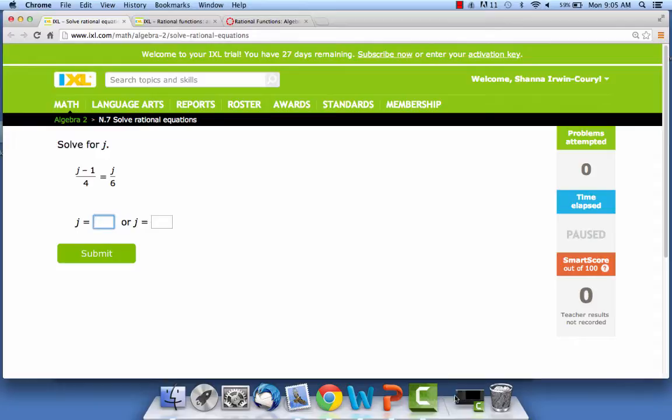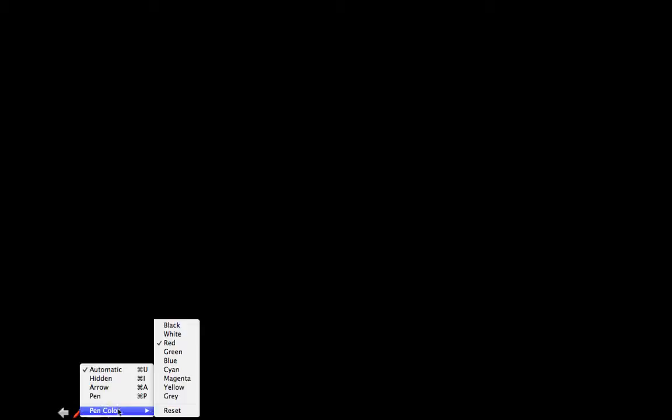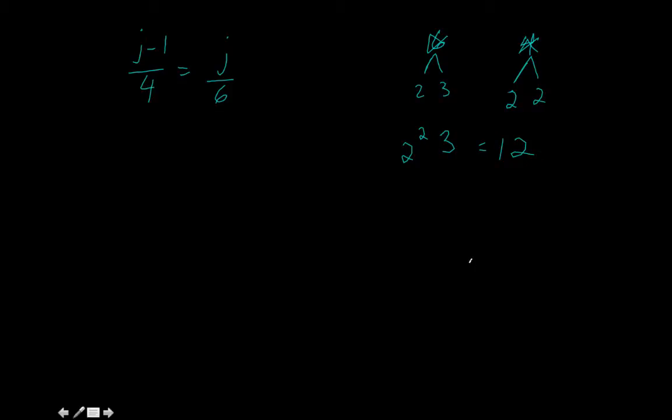So j minus 1 over 4 equals j over 6. So between 6 and 4, I could go over here and say this is 2 times 3. This is 2 times 2. So I have 2 squared as the biggest power of 2, and 3 is the biggest power of 3. So that's 12. So I'll multiply through by 12.